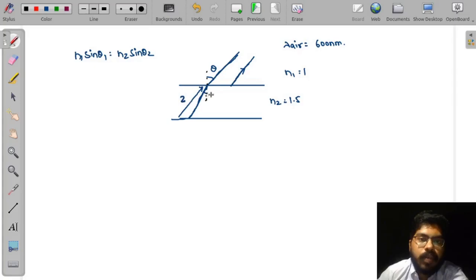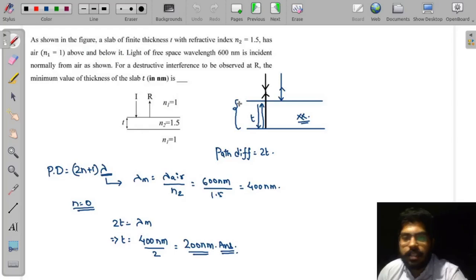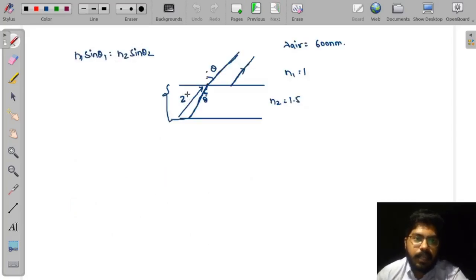So you could have easily calculated it, if you know this theta and if you know the thickness of the slab. The thickness of the slab you have to calculate from here, 200 nanometer, and then you have to put it here. So a complex kind of question would have been like this. This is very simple. The only extra thing they would have given you is either the angle of incidence or the angle of refraction.